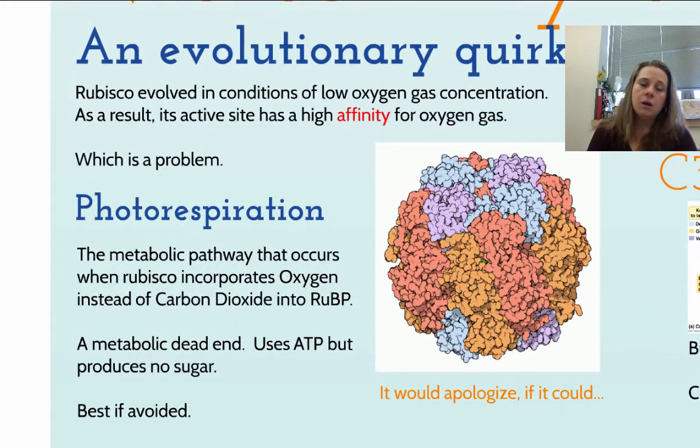RuBisCo evolved under low oxygen conditions to have a method of producing sugar in the absence of oxygen. The active site of RuBisCo has a high affinity for oxygen, which obviously is a problem because then we have photorespiration. This metabolic pathway, when RuBisCo grabs oxygen instead, is a dead end. You don't get any sugar, so we try to avoid that.